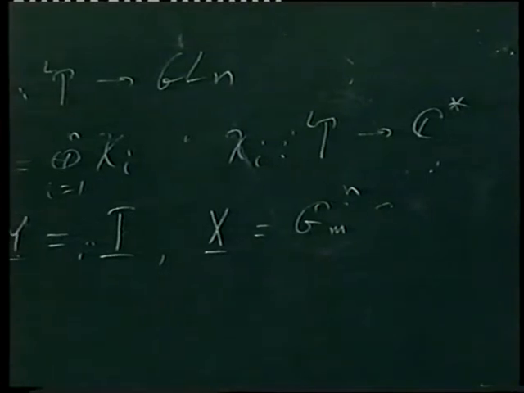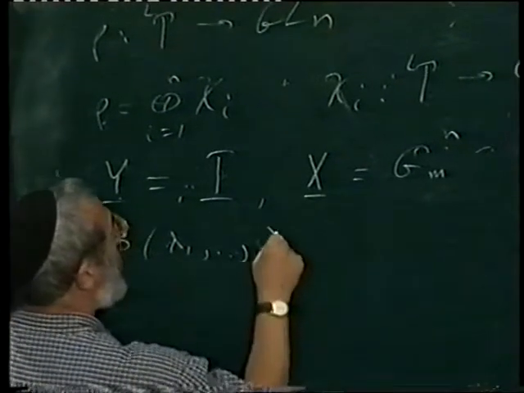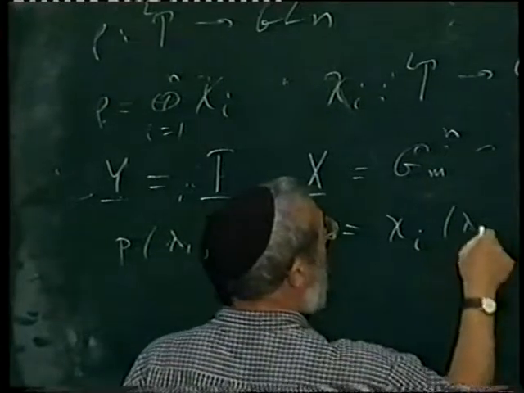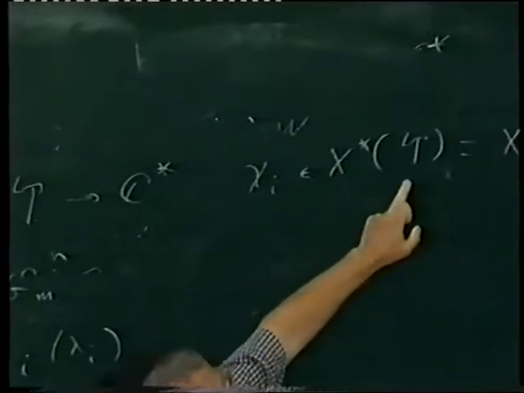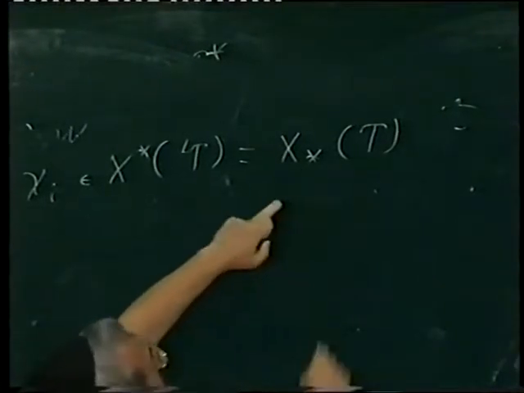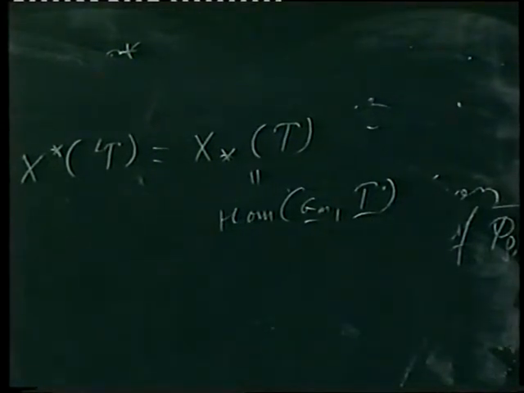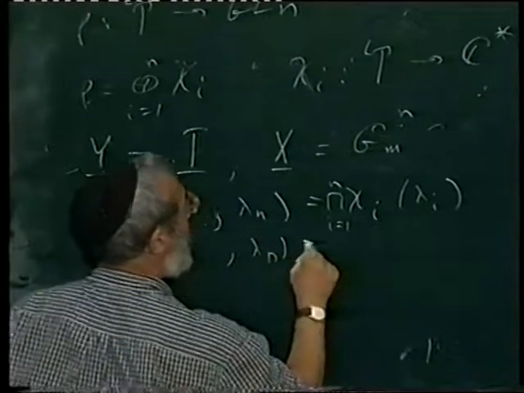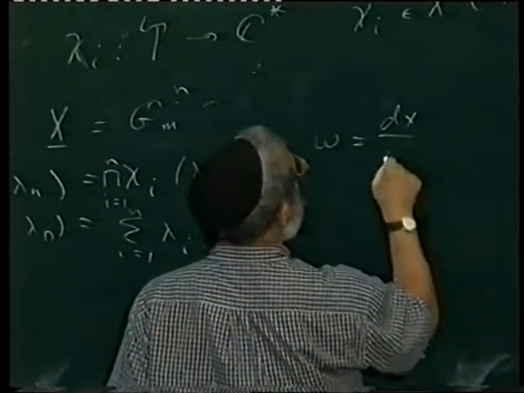Now we have to define maps. The map P of lambda 1, ..., lambda N is, by definition, the product over i equal 1 to N of chi i of lambda i. So chi i is a co-character of the torus, that is, a homomorphism from GM to T, so I can evaluate it for any point lambda. This is a map. The function f of lambda 1, ..., lambda N is the sum from i equal 1 to N of lambda i. And the form omega is dx over dt.